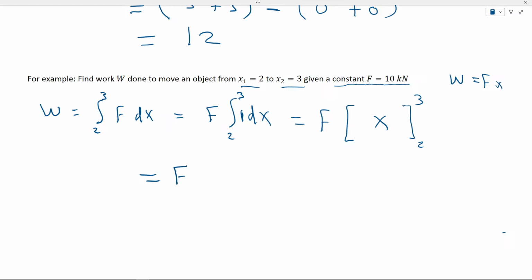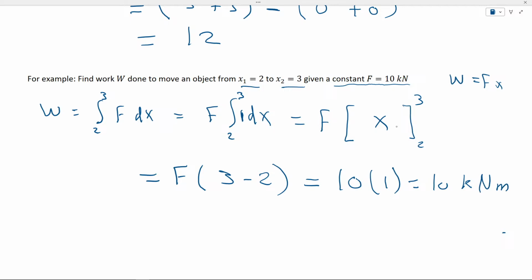Like my force times x2 minus x1. That would be x2, which in that case is 3, minus x1, which in that case is 2. And my force is giving us 10, so that would be 10 divided by 1, so I get 10 kilonewton per meter. Yeah, that is basically how you can solve something like this.